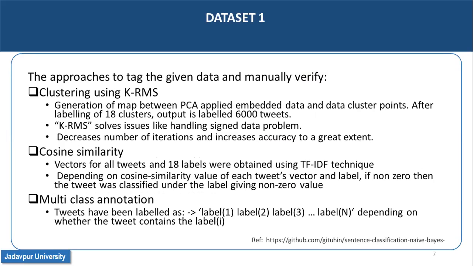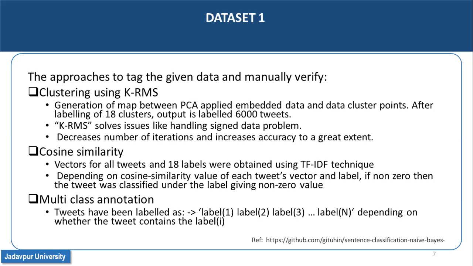In the first part, the clustering has been done using the K-means technique. First, a map between the PCA-applied embedded data and clusters was generated, and after using PCA, 18 clusters were found. The 18 clusters have been labeled, and in this way the output is 6000 labeled tweets. After that, the K-means technique has been used, which is helpful for the number of iterations and increasing accuracy.